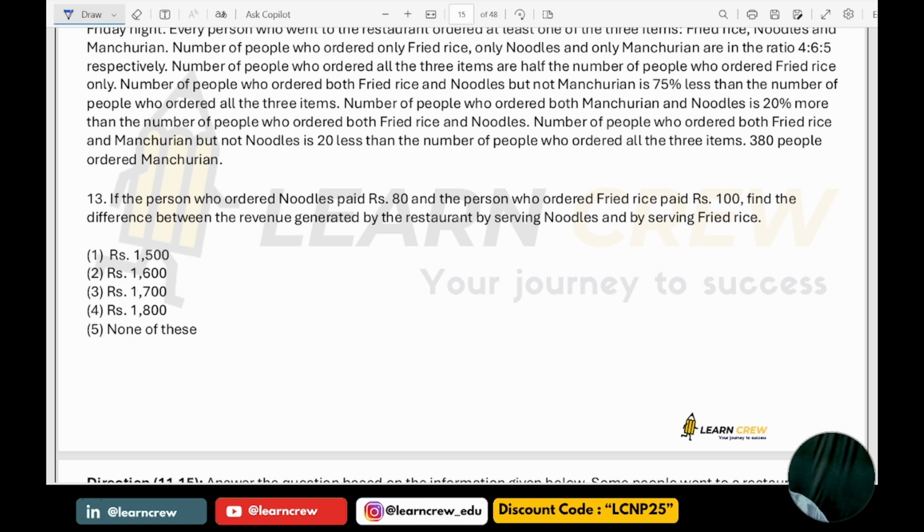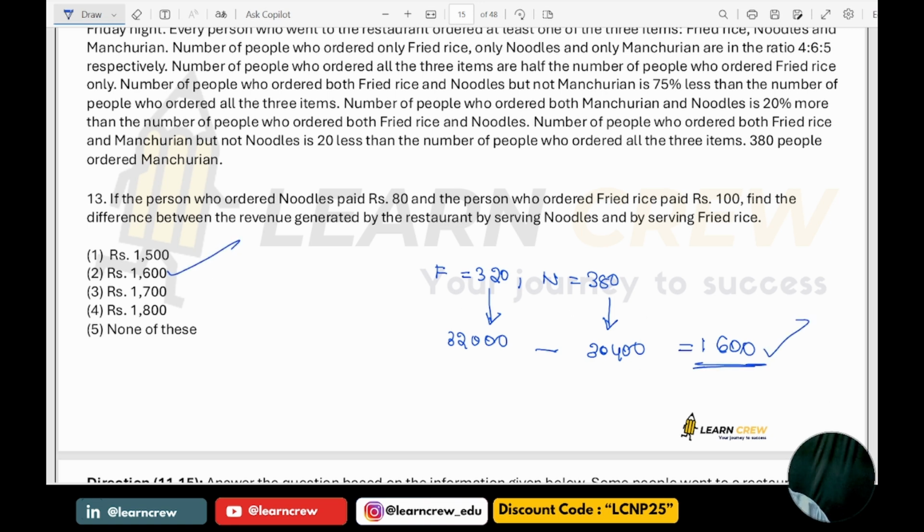The number of people who ordered fried rice would be 320. The number of people who ordered noodles would be 380. So the revenue is 320 into 100, which is 32,000. It is 380 into 80, which is 30,400. The difference between these two is 1600. So the answer is 1600.